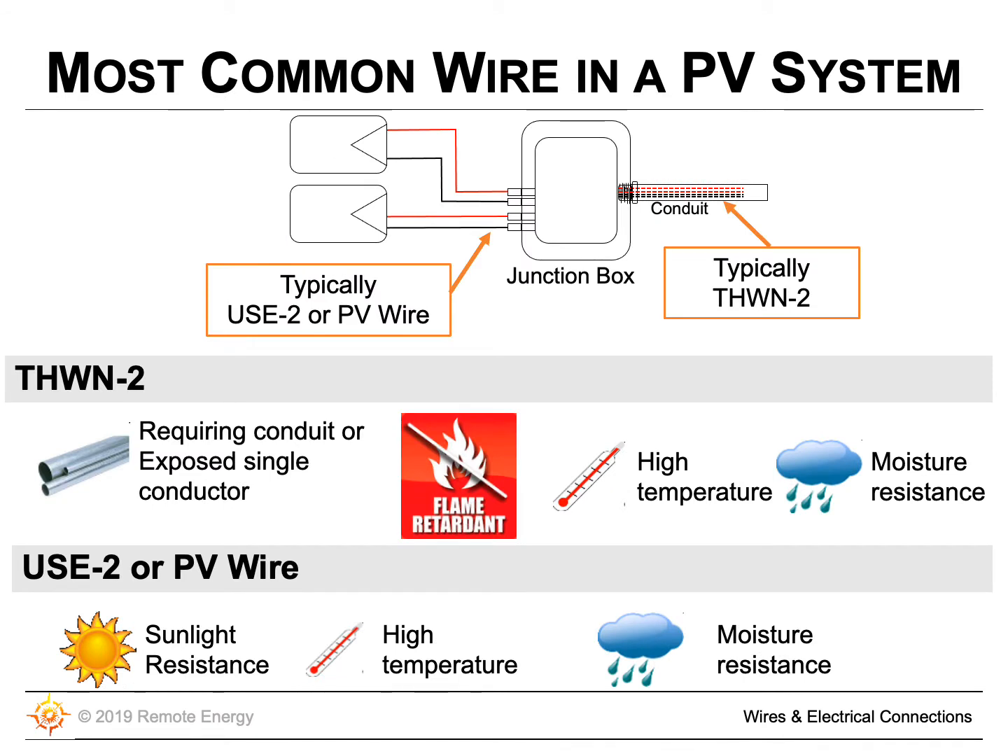So where commonly are wires in a PV system? Well, usually from the PV panel to some kind of junction box, and then from that junction box we need to get to a circuit breaker before it goes into a charge controller. And different parts of the system require different types of wire.